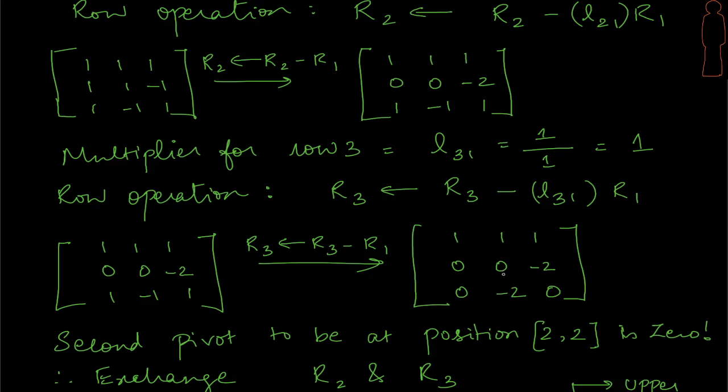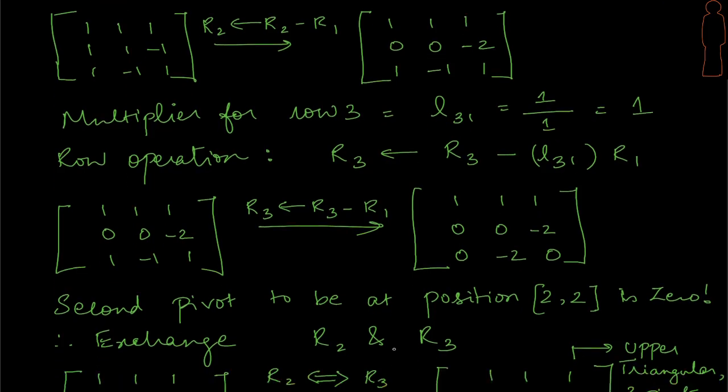But the problem with row 2 is that the pivot in this position is gone. The second pivot at this position is 0, so we don't call it a pivot anymore. We just say that there is no second pivot. The solution now comes by trying to exchange rows 2 and 3, because we see that there is something non-zero here. So let's exchange row 2 and row 3.